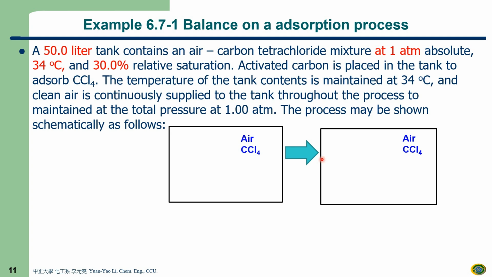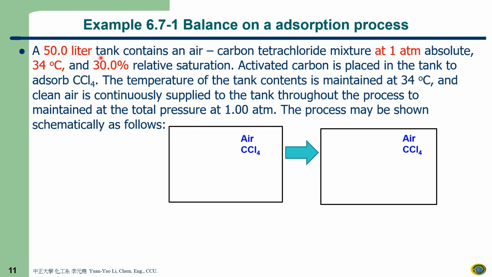Right, we have 10 minutes. I think we can finish this chapter. Right, so example 6.7-1 is a balance on adsorption processes. Again, this is the example of air and carbon tetrachloride. You don't want carbon tetrachloride in the air, so you want to put activated carbon to adsorb the carbon tetrachloride. So let's read the text first.